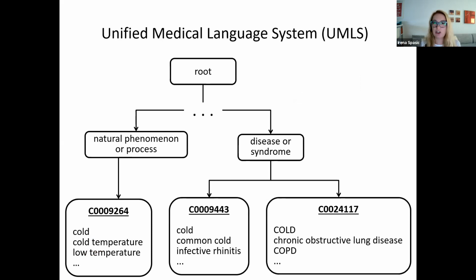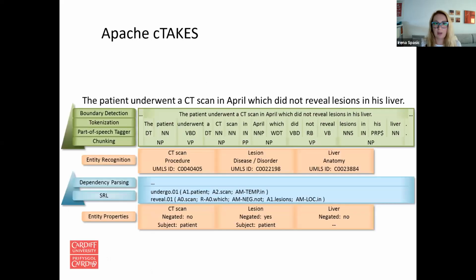So for example, the NHS uses SNOMED, a structured clinical terminology designed for use in electronic health records. And SNOMED is integrated into the UMLS, together with around 150 other terminologies. And each concept has got a unique code, and these codes allow us to encode, for example, different meanings of the word cold, as you can see at the bottom of this slide.